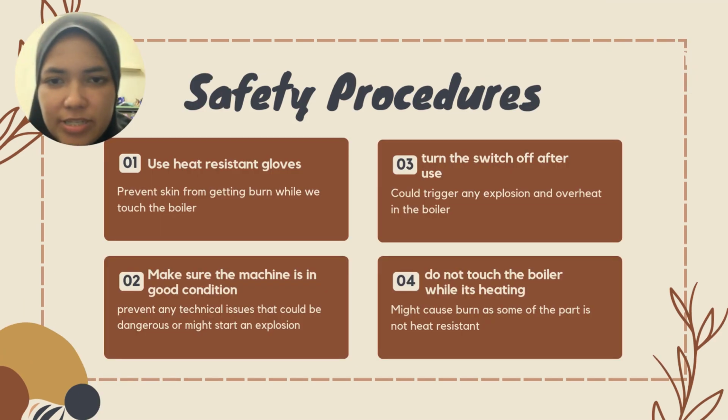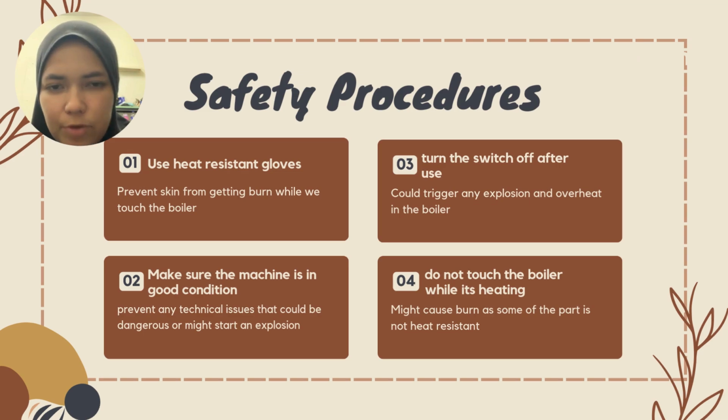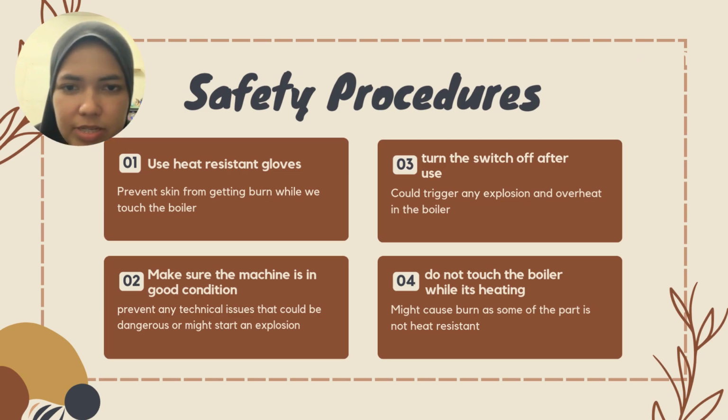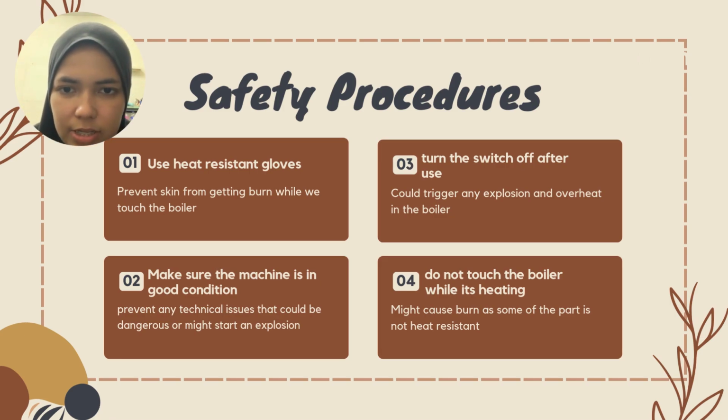For safety procedures, first use heat resistant gloves to prevent skin from getting burned while we touch the boiler. Secondly, make sure the machine is in good condition to prevent any technical issues that could be dangerous or might start an explosion. Thirdly, turn the switch off after use. It could trigger an explosion and overheat in the boiler. And lastly, do not touch the boiler while it's heating, as it might cause burns since some of the parts are not heat resistant.